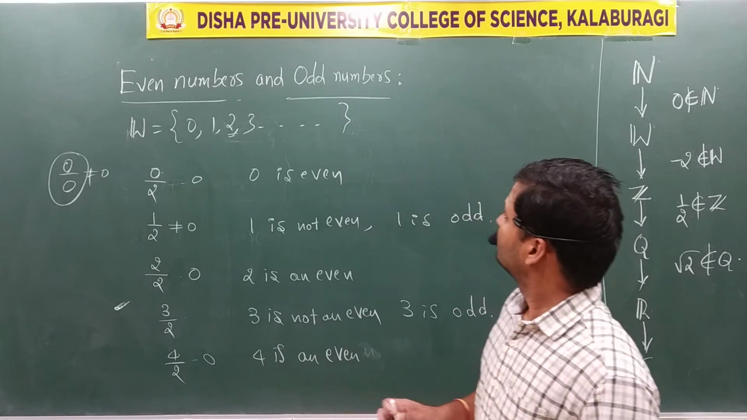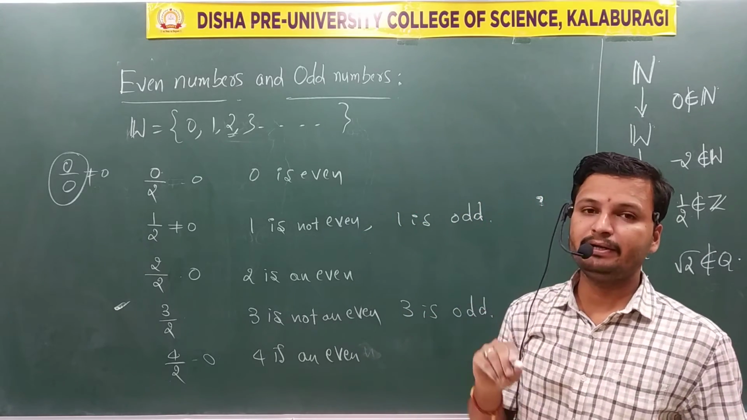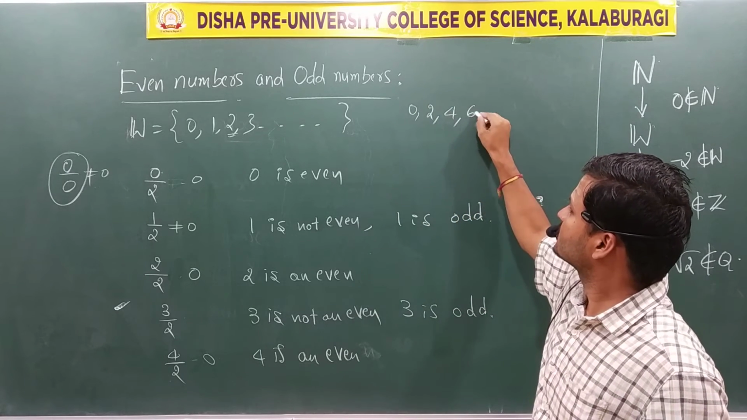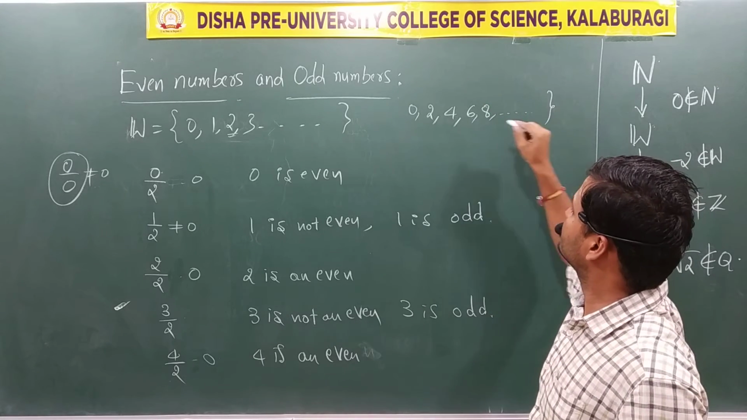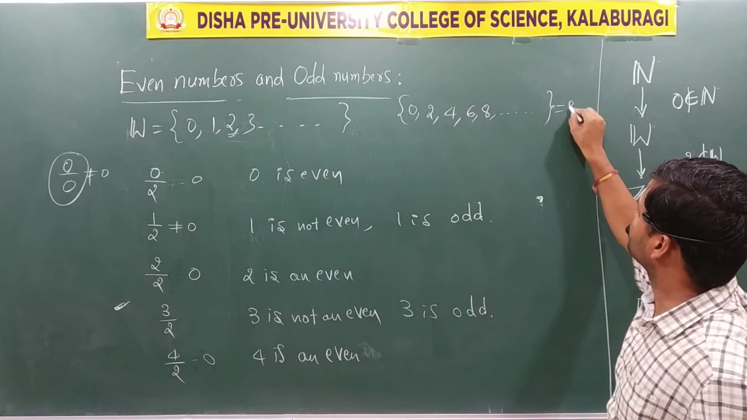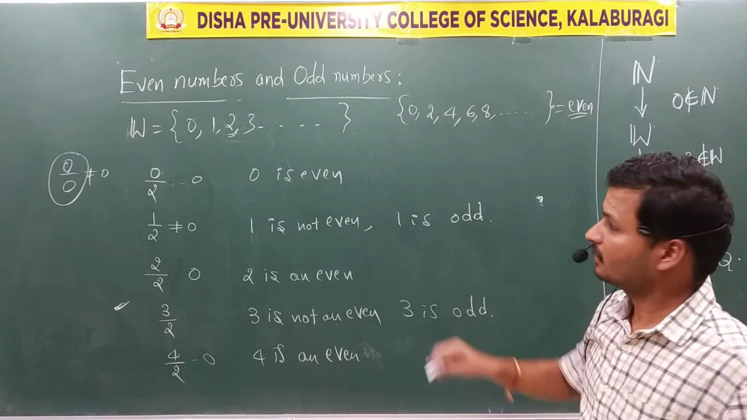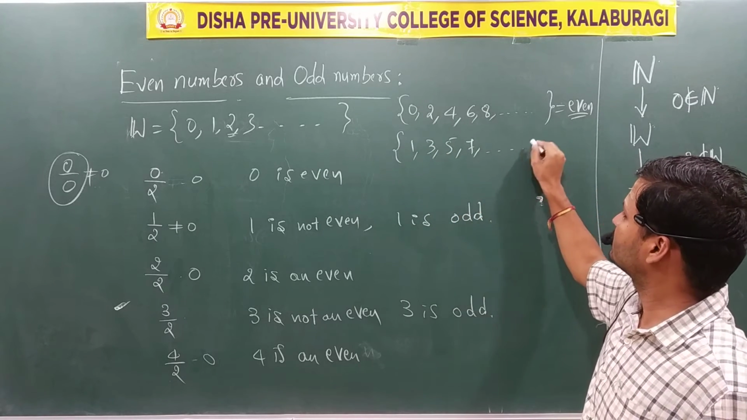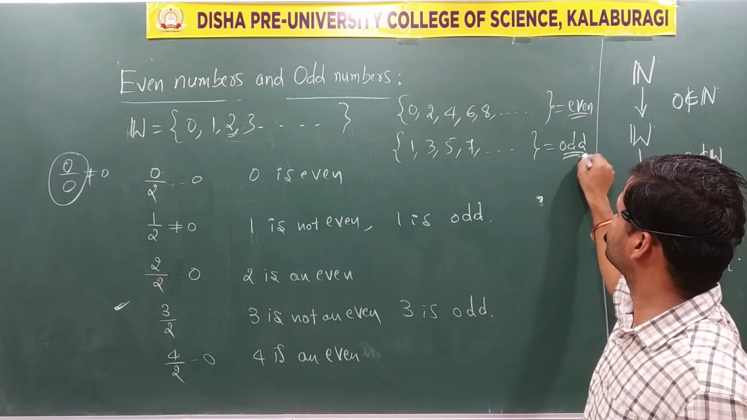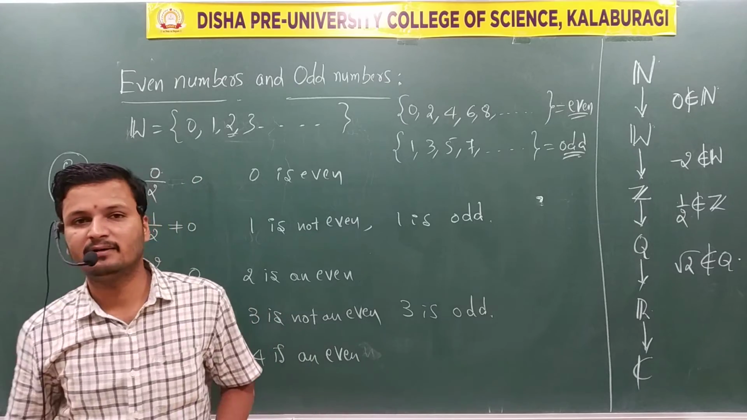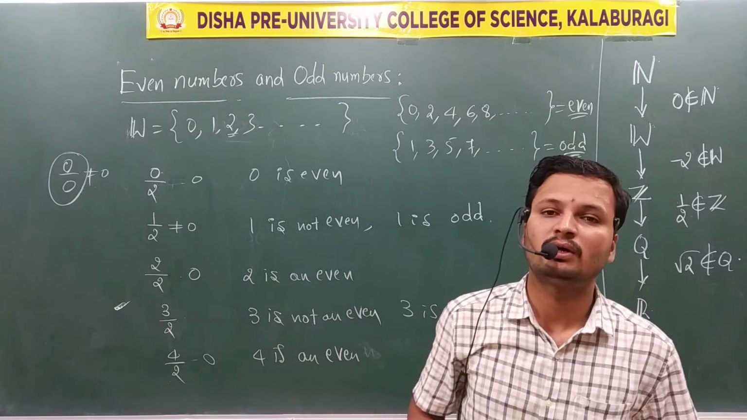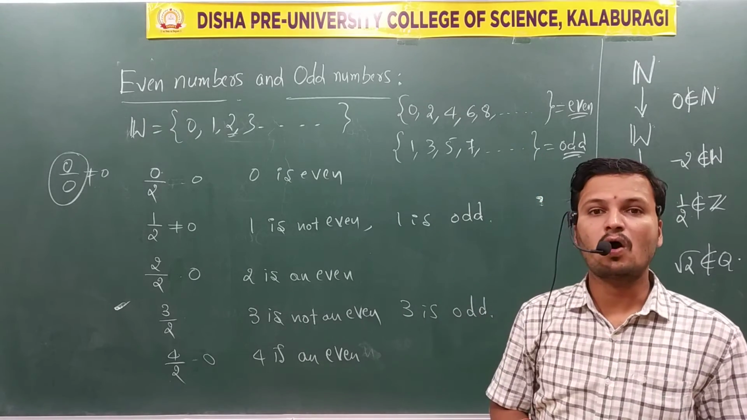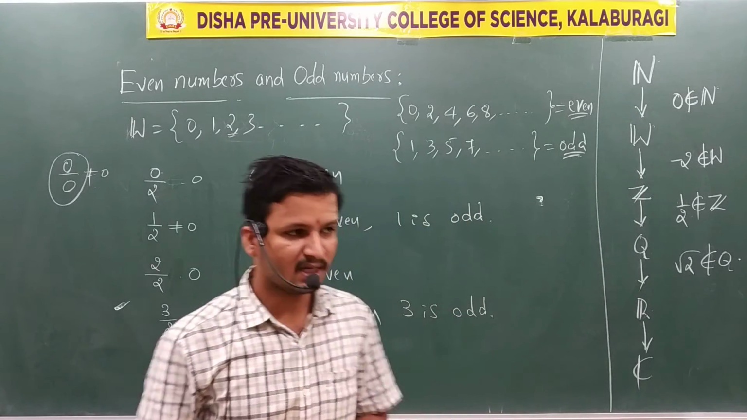So even numbers are those which are divisible by 2: 0, 2, 4, 6, 8 and so on. These are all the even numbers. And odd numbers are 1, 3, 5, 7 and so on. Even numbers are nothing but numbers which are divisible by 2, and those which are not even numbers are obviously odd numbers.